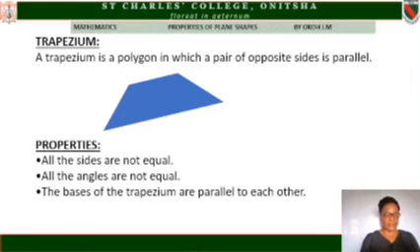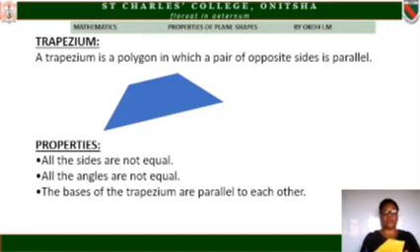So the next plane shape we are going to look at is the trapezium. It is said that a trapezium is a polygon in which a pair of opposite sides is parallel. This side is parallel to this side.